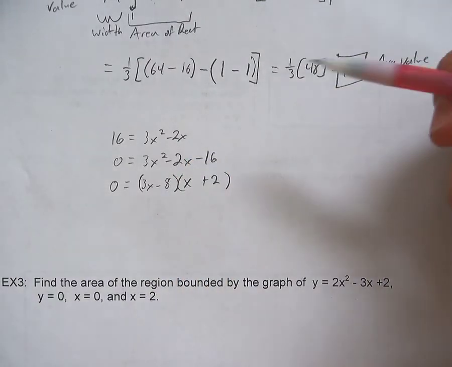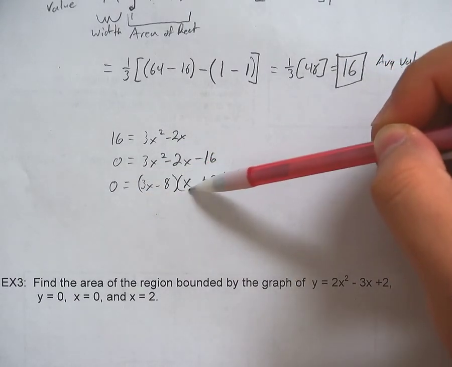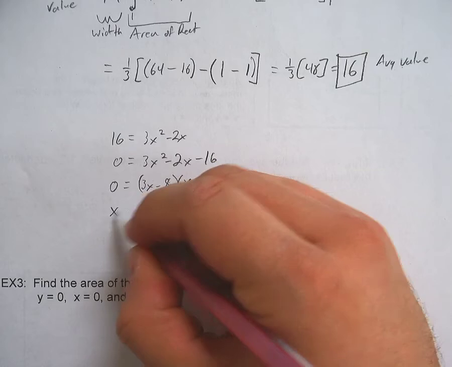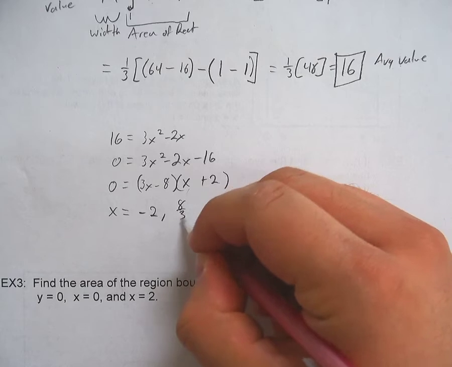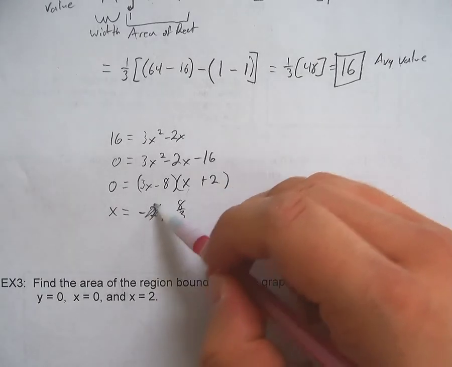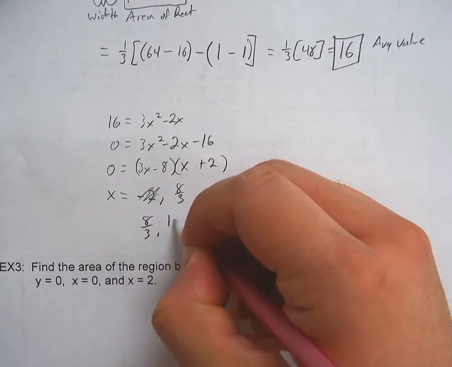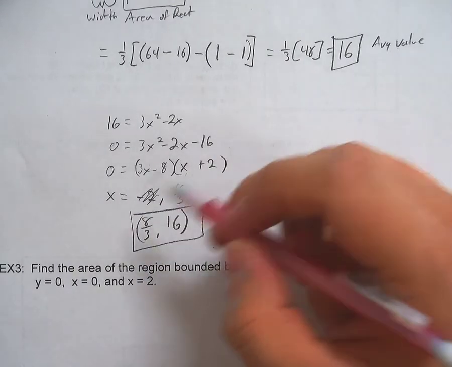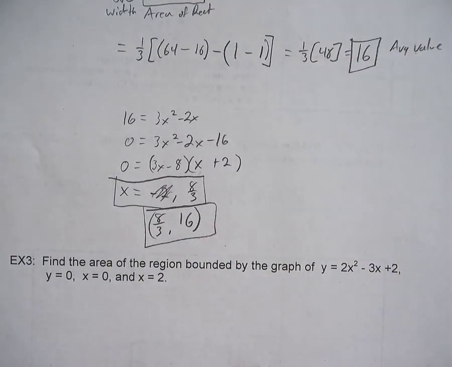plus 2. Let's see if that works. 3x squared, 6x, negative 8x, which is your minus 2x, negative 16. Good, it works. So your x value is going to be negative 2 and 8/3. Now negative 2 is outside of my interval, so I don't care about that. My x value is 8/3, so it's 8/3, comma 16. And your answer, you can write it either way, as x equals 8/3 or just 8/3, comma 16.